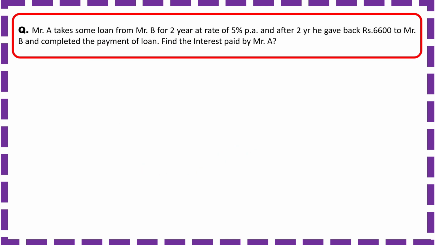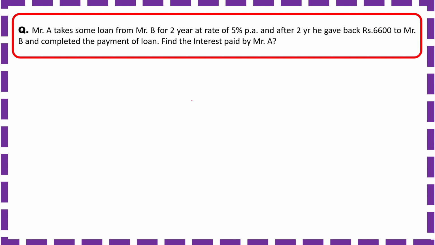Mr. A takes some loan from Mr. B for 2 years at rate of 5% per annum, and after 2 years he gave back rupees 6,600 to Mr. B and completes the payment of loan. Find the interest paid by Mr. A. Okay, so here he gave back 6,600.